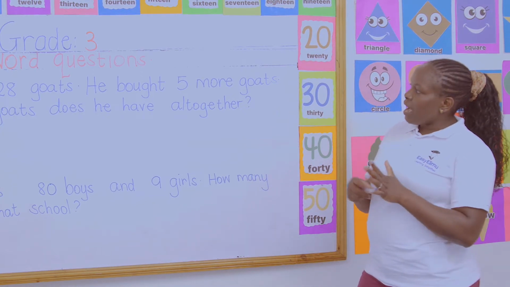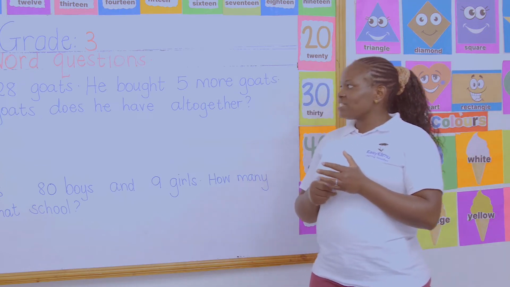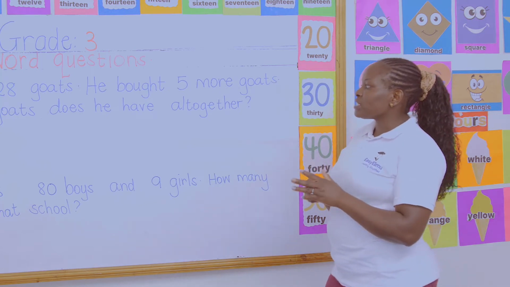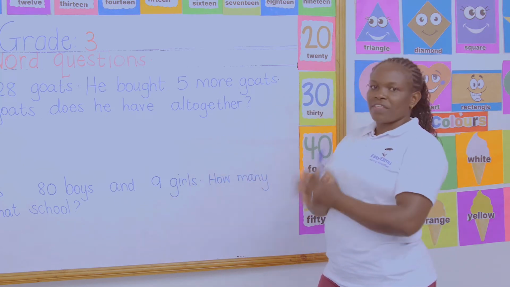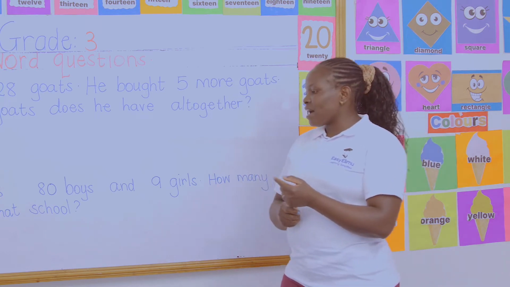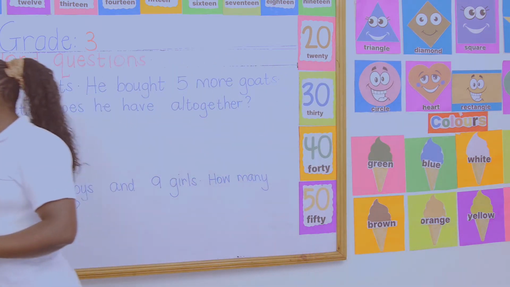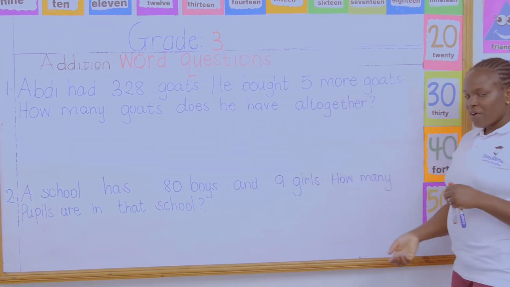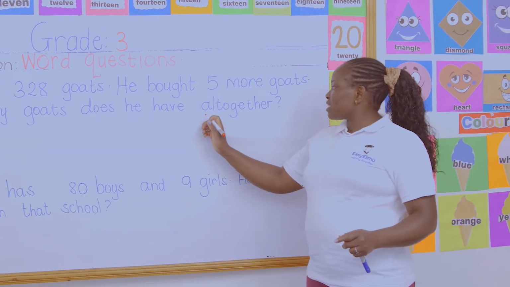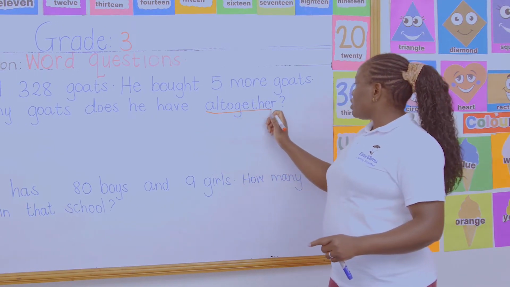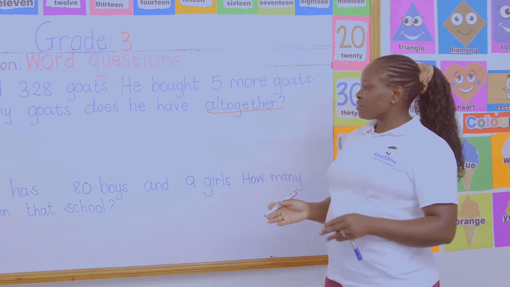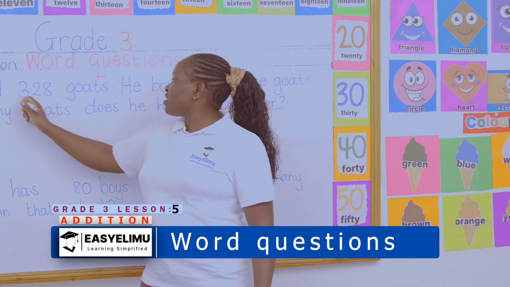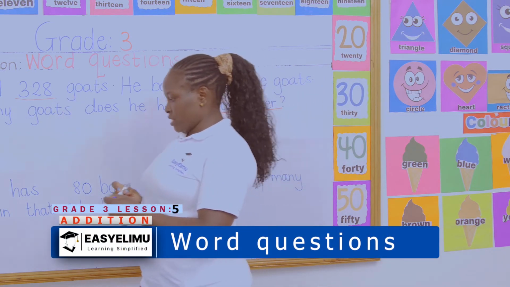For example, Abdi had 328 goats. He bought 5 more goats. How many goats does he have all together? Which word in this sentence gives us a clear meaning of what you're supposed to do? All together. When something is said together, we are supposed to put the 5 and the 328 goats together. Are we together?